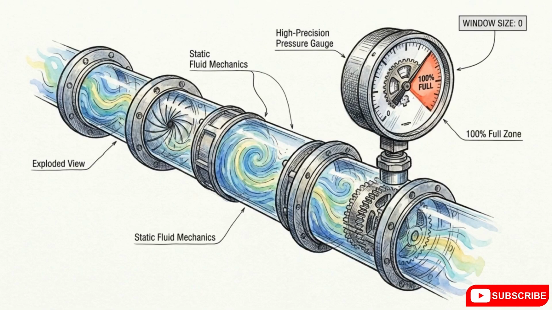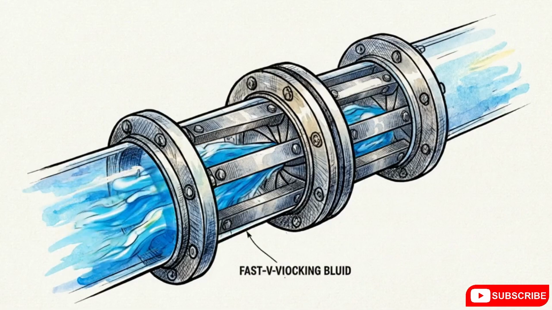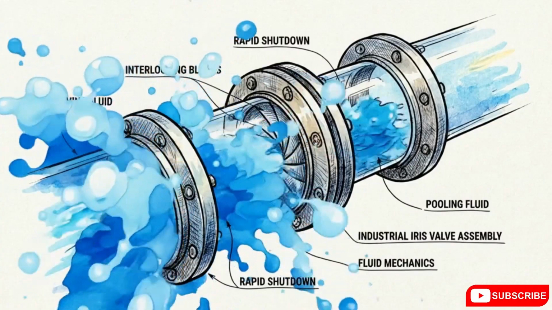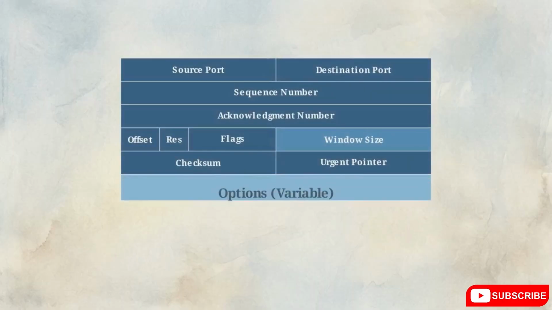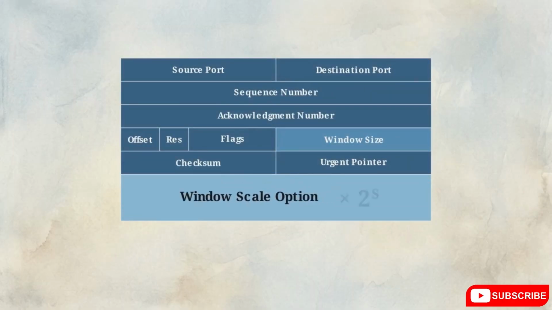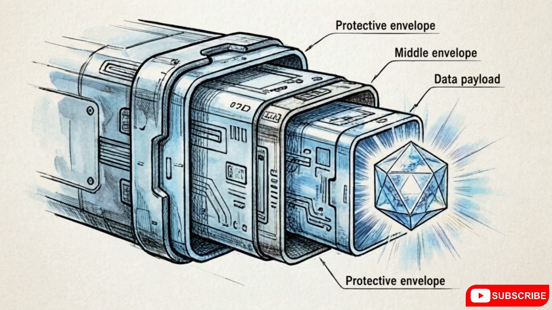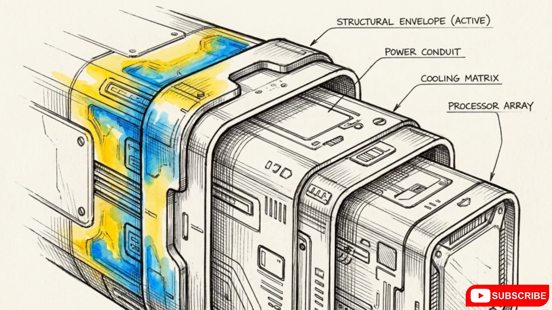As we see in this fluid dynamics model, that 0 acts as a hard physical stop command, closing the valve and halting the incoming data flow immediately. To support modern high-bandwidth connections, an additional variable options field can apply a scaling multiplier to this limit, allowing the window to expand massively on fast, high-latency links. TCP's 20 to 60 byte size is the direct result of strict engineering requirements. It is the necessary overhead to enforce connection state, exact ordering, error recovery, and flow control.